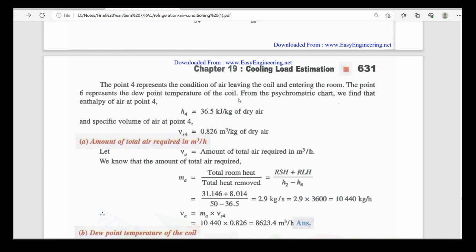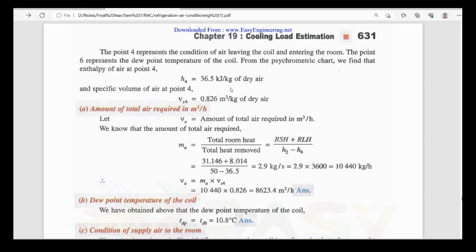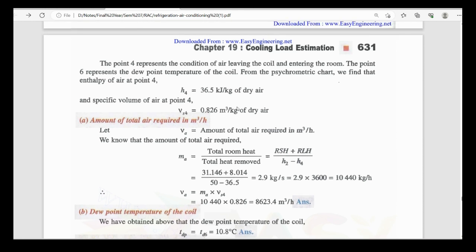From the psychrometric chart we can find the enthalpy at point number 4. So H4 we get as 36.5 kilojoule per kg of dry air. The specific volume at point number 4 is 0.626 meter cube per kg of dry air. Our first question was to calculate the amount of total air required in meter cube per hour. Let's suppose that is VA. Now MA is the total room heat upon total heat removed.